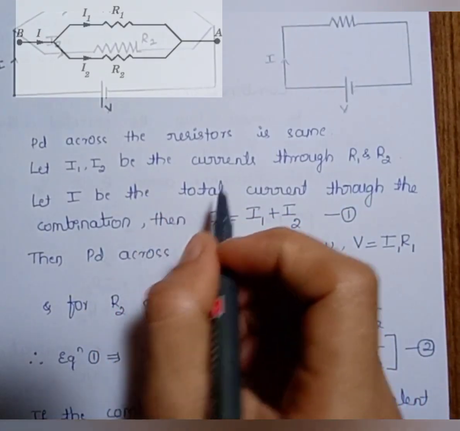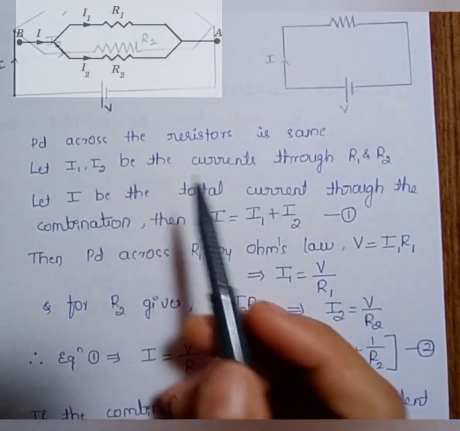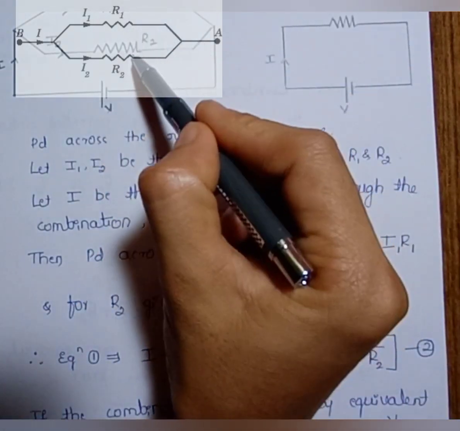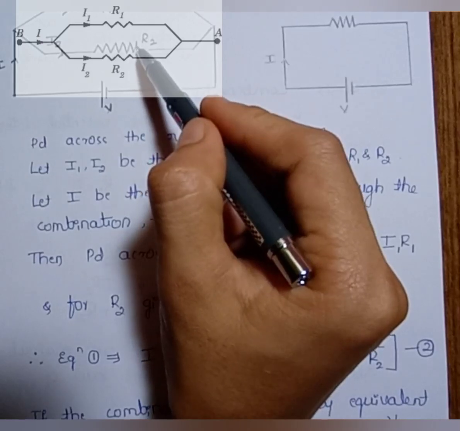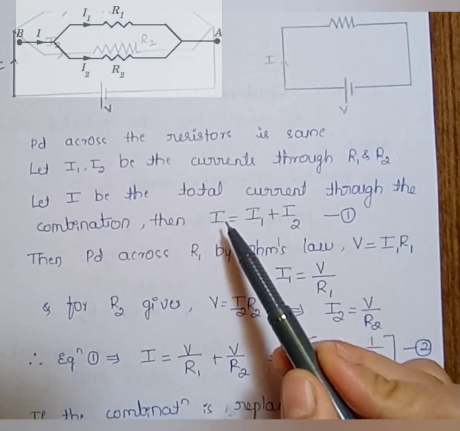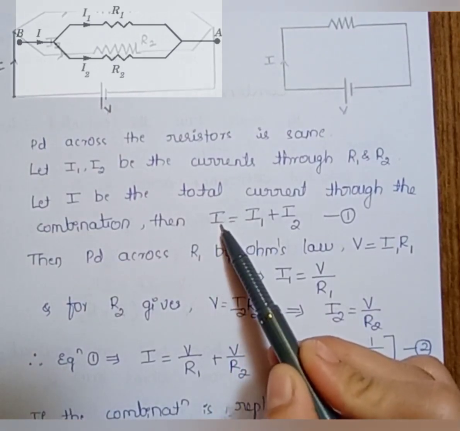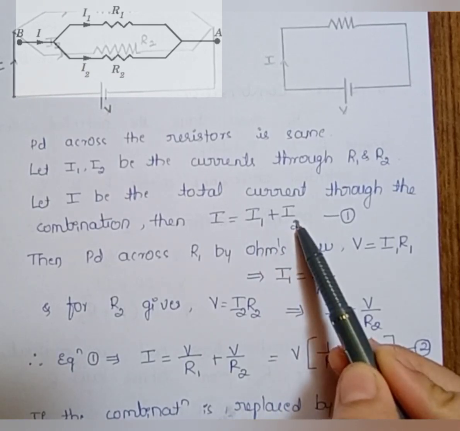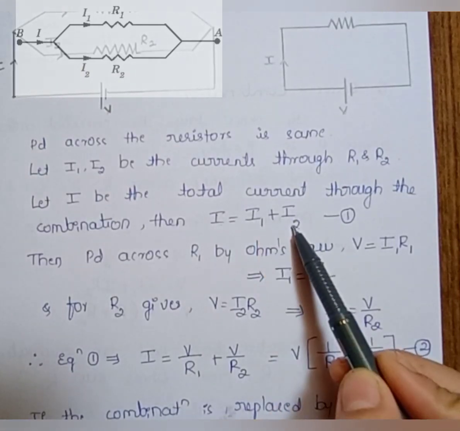In a parallel combination of resistors, the potential difference, that is V, across each resistor is the same, and it is equal to the potential difference across the combination. The main current is equal to the sum of the individual currents through the individual resistors.